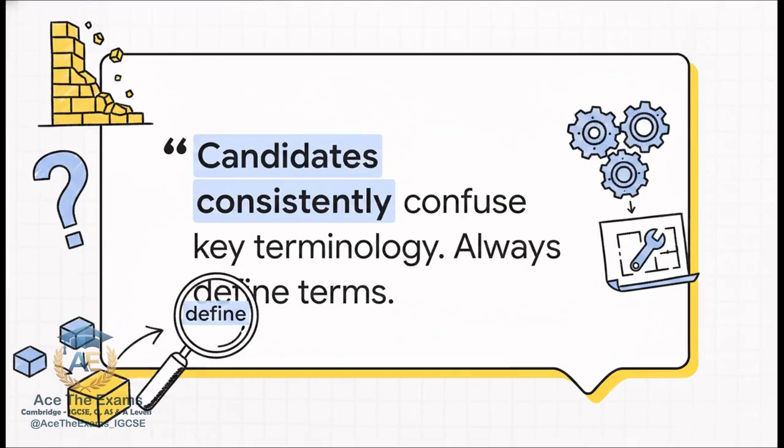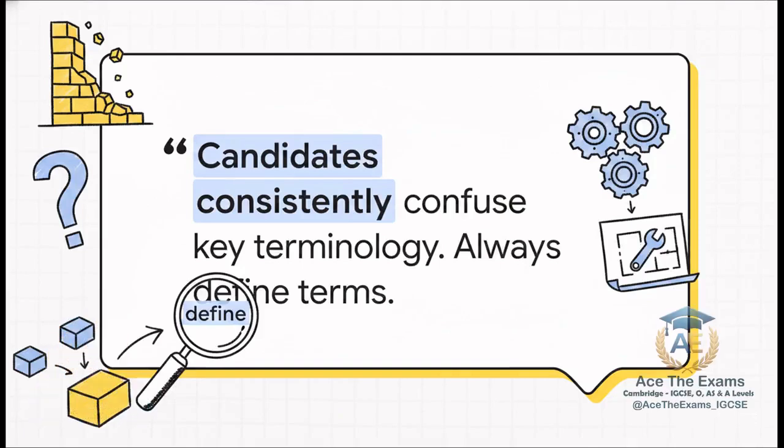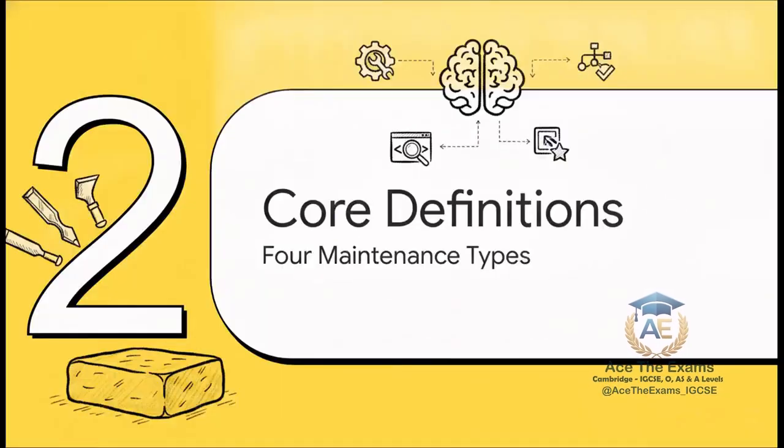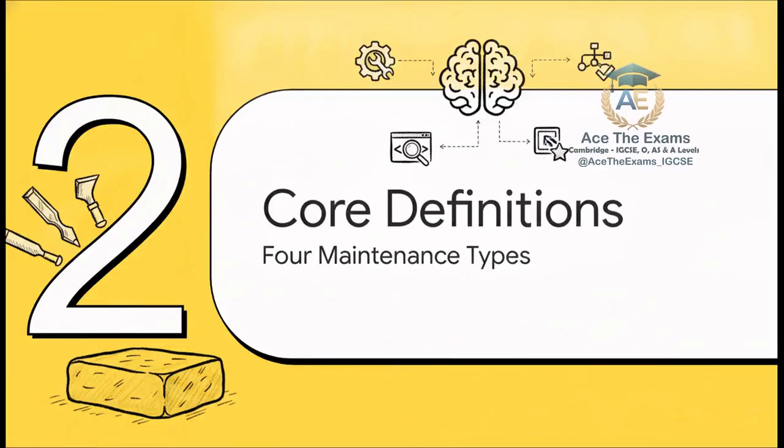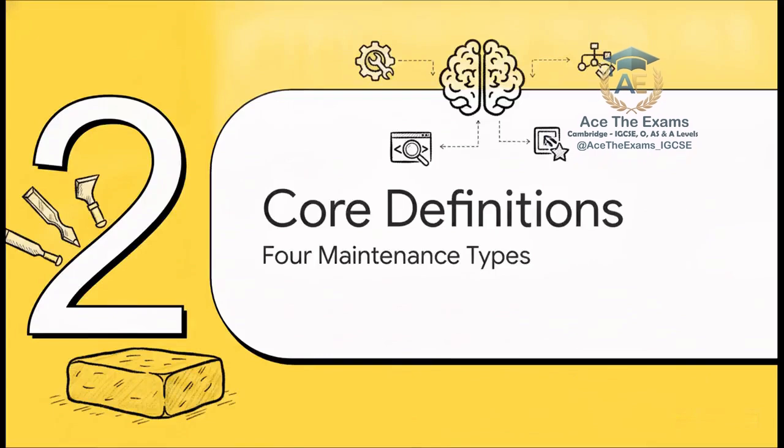If you drop the word corrective into your paragraph, you must demonstrate precisely what that means before you try applying it to the scenario. It's a remarkably simple step, but skipping it is the absolute fastest way to cap your grade. Section 2, core definitions. Let's establish our foundation and clearly distinguish between the 4 distinct types of system maintenance.